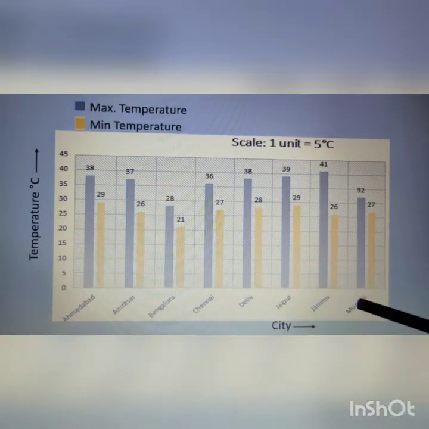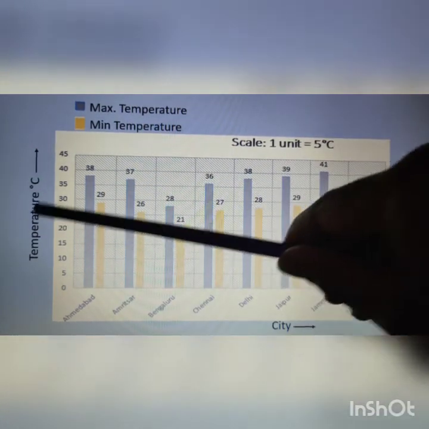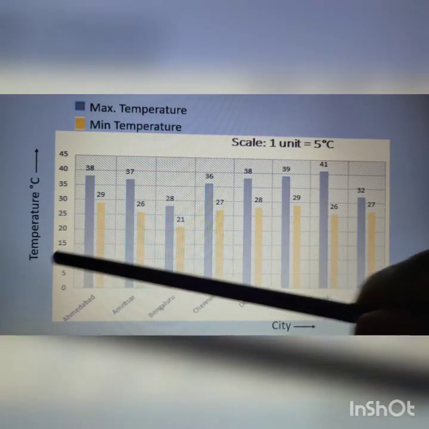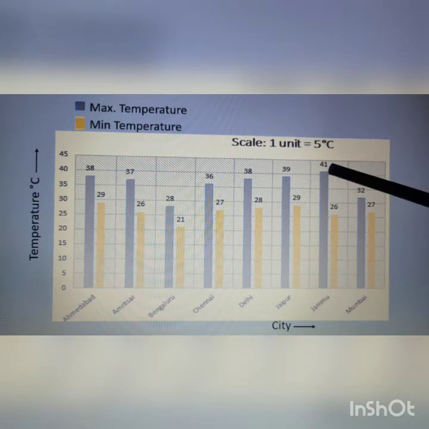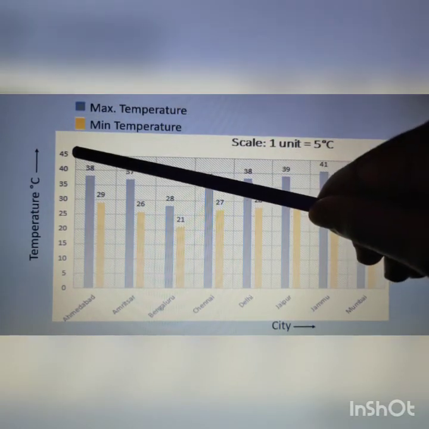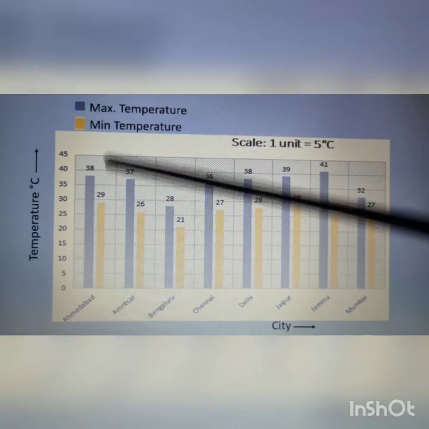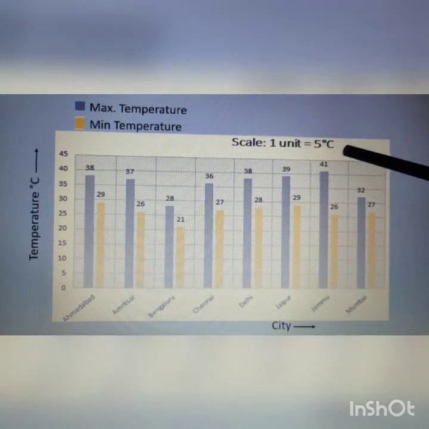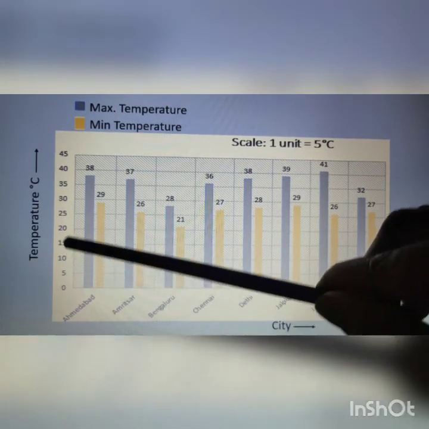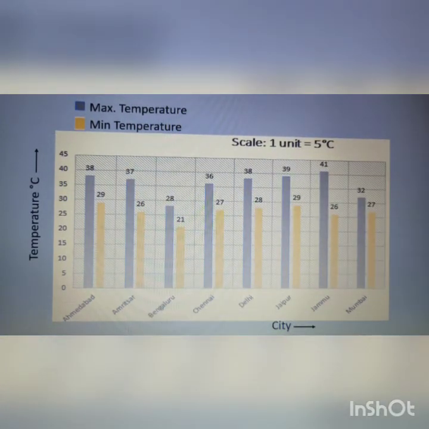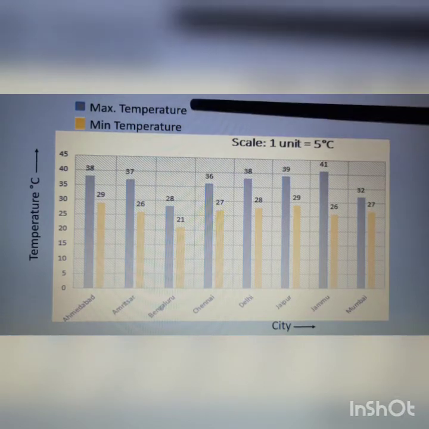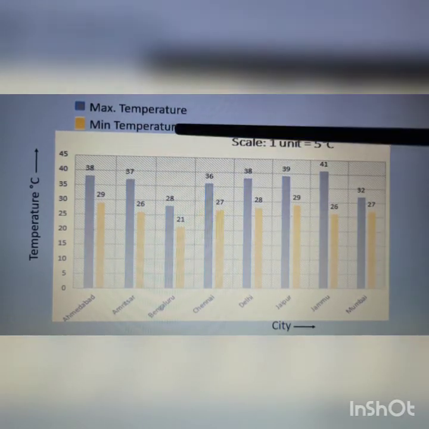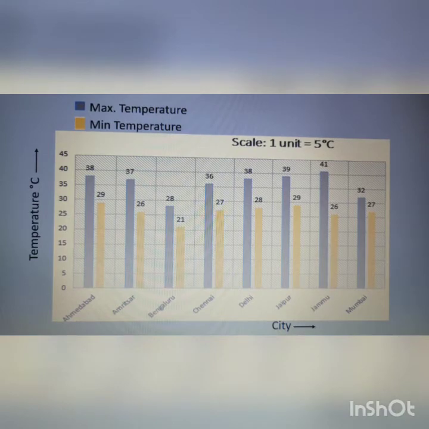Along the x-axis is city and along the y-axis is temperature, which starts from 0. Since the maximum temperature is 41, it is marked on the graph up to 45, and 1 unit is equal to 5 degrees Celsius along the y-axis. The grey bar represents maximum temperature and the blue bar represents minimum temperature. And now with the help of this double bar graph, we have to answer the questions given.